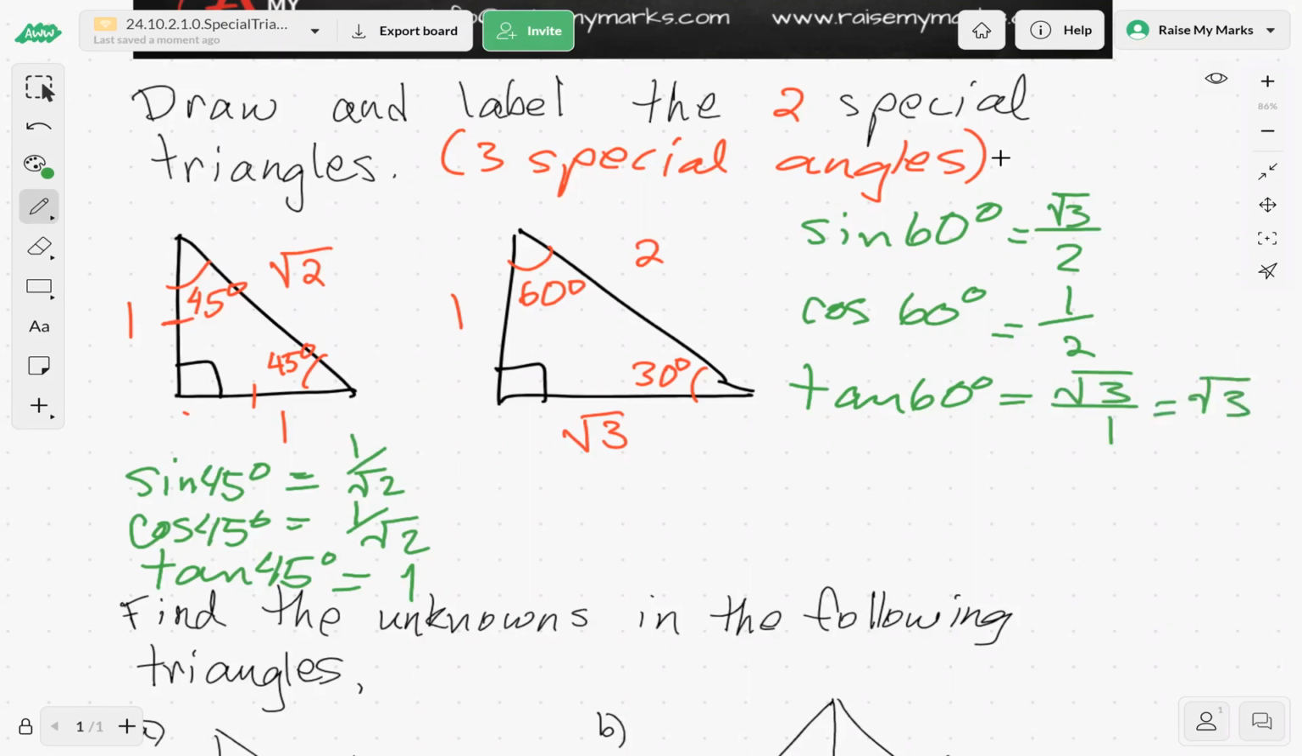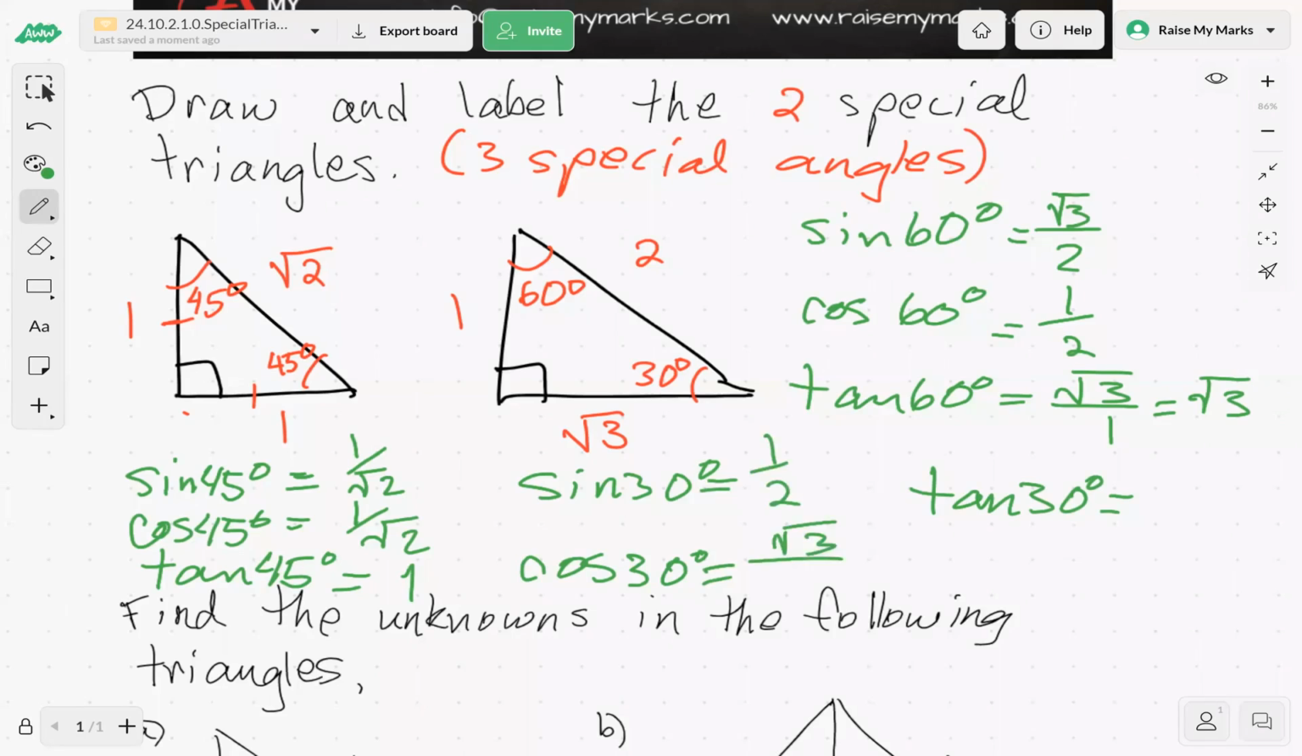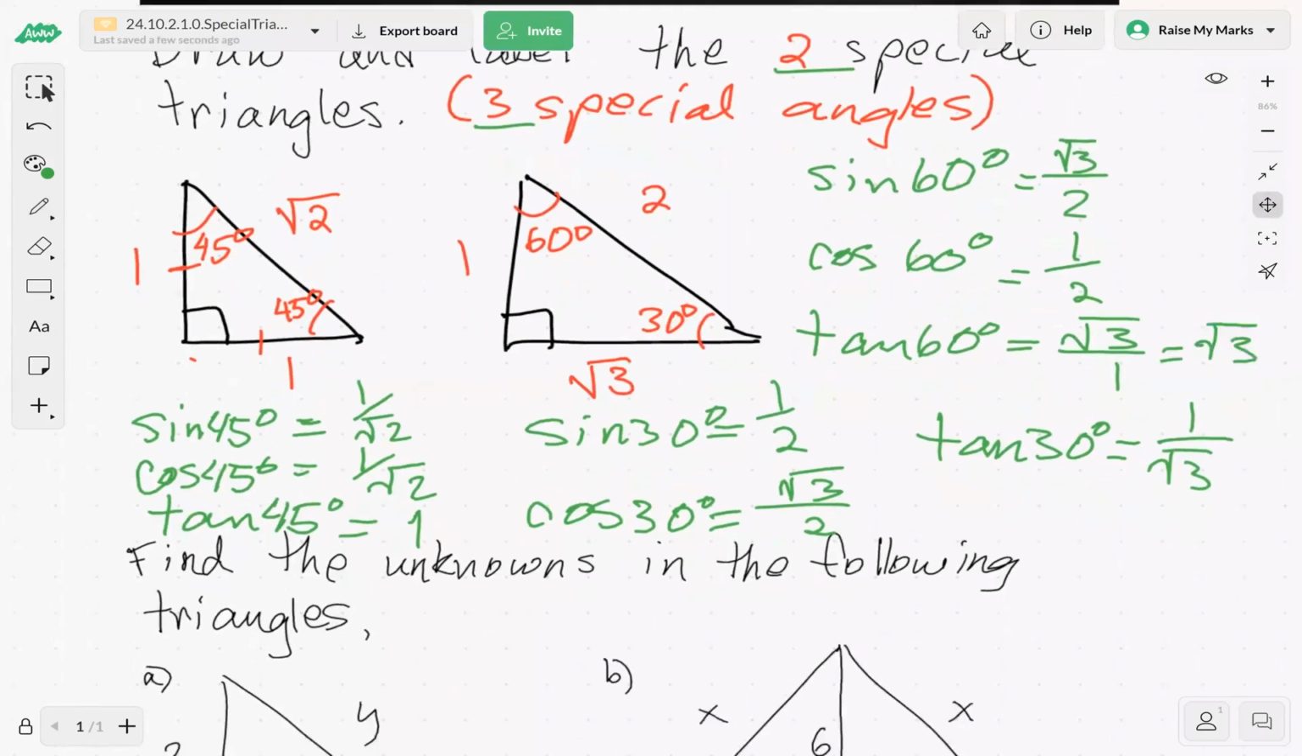Third special angle is 30 degrees. So sine of 30 degrees, cosine of 30 degrees, and tangent of 30 degrees. All right, what's sine of 30 degrees? 1 over 2. Cosine of 30 degrees, root 3 over 2. And tangent of 30 degrees, 1 over root 3. All right, so we have our two special triangles and our three special angles. Good. We're going to probably need these as reference for the following questions.